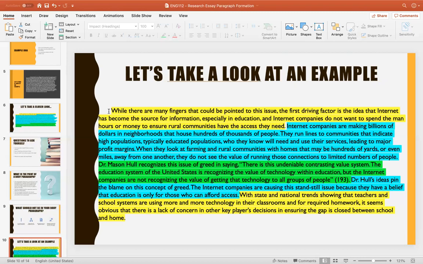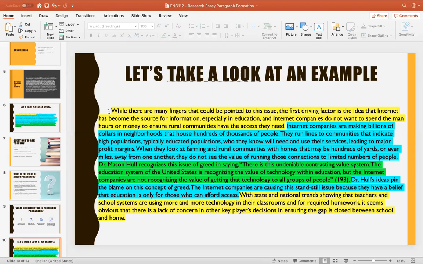Internet companies are making billions of dollars in neighborhoods that house hundreds of thousands of people. They run lines to communities that indicate high populations, typically educated populations, who they know will need and use their services, leading to major profit margins. When they look at farming in rural communities with homes that may be hundreds of yards or even miles away from one another, they do not see the value of running those connections to limited numbers of people.